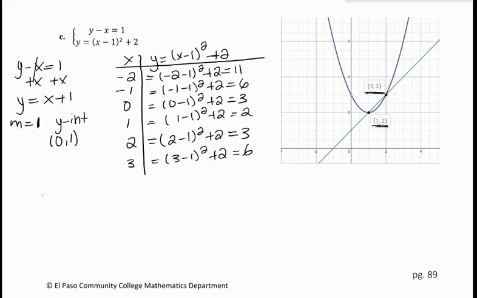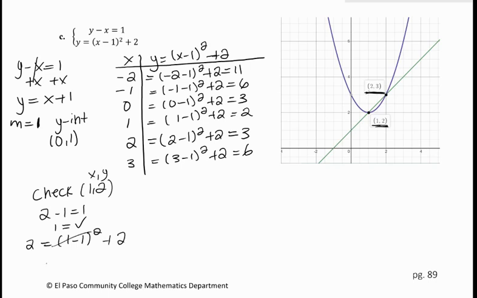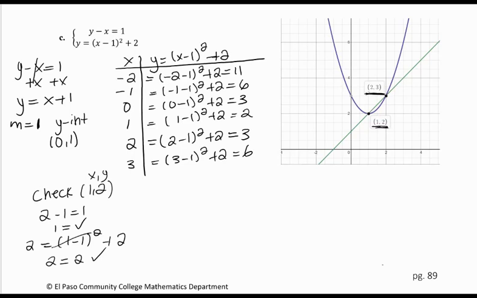So let's check 1 comma 2. So we're going to plug it in on our first equation. So we have y minus x equals 1. So this is x and this is y. So we have 2 minus 1 equals 1. 2 minus 1, 1. 1 equals 1. Yes. Let's take a look at the second equation. We have 2 equals 1 minus 1 squared plus 2. This is 0. So 2 equals 2. Yes.